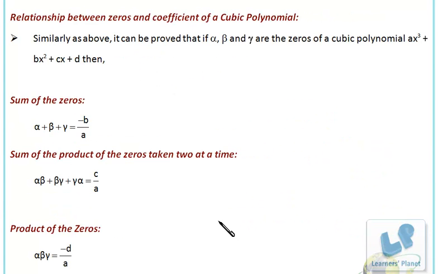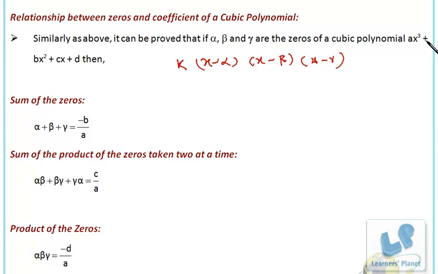Similarly, friends, we can derive the relationship between the zeros of a cubic polynomial and the various coefficients of this cubic polynomial. Now, what's the sum of zeros? If the cubic polynomial is in the format k times x minus alpha, x minus beta, x minus gamma, then the sum of the zeros will be alpha plus beta plus gamma, that's minus b by a.